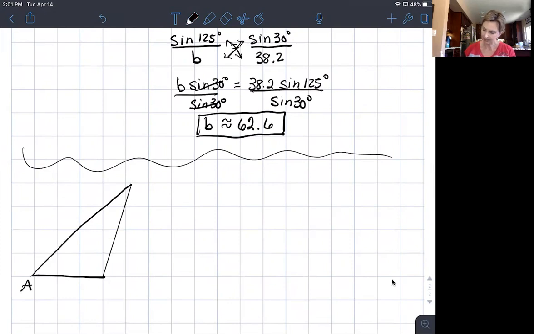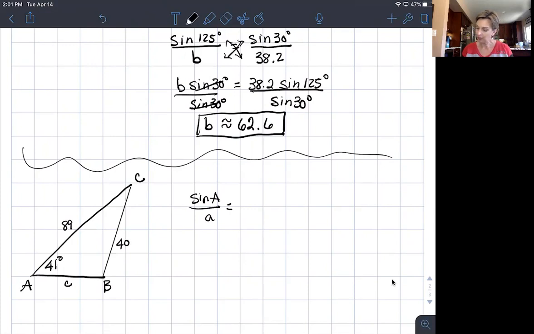Let's do another one. Here's triangle ABC. Angle A is 41 degrees, side B is 89, side A is 40, and we don't know side C. We know two sides and one angle. To use the law of sines, you need to know one angle-side pair. We have that here because we know angle A and side A. So we're good.